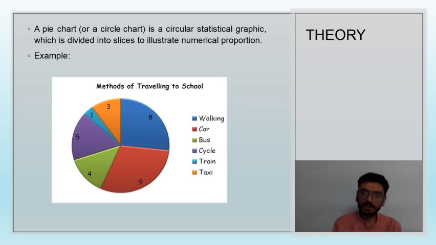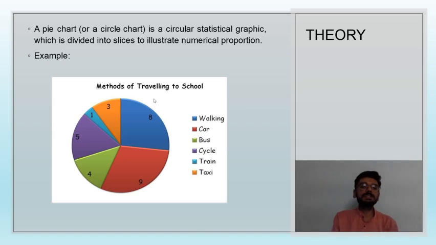Now moving on to the theoretical part of pie charts, I'll briefly explain what the theory is, and then, like in other videos, we will jump directly to the practical problems of pie charts. A pie chart, which is also called a circle chart, you can see on your screen. This is the pie chart.